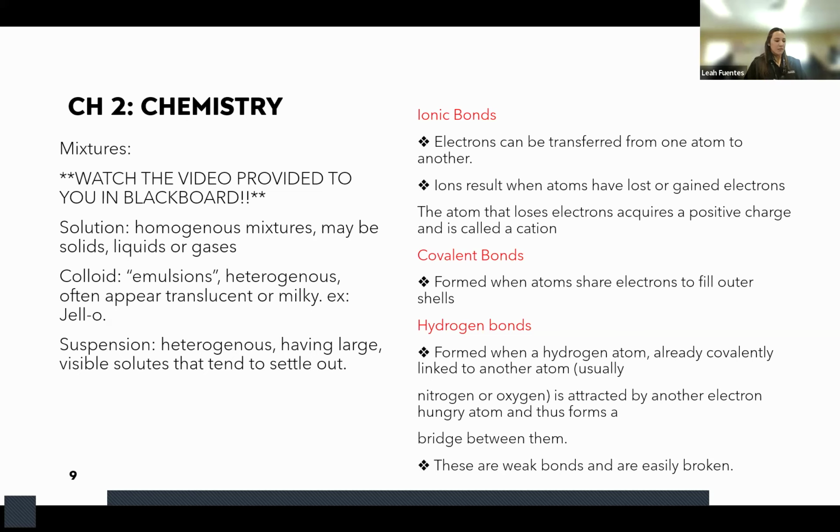So a real life example is Jello. In your human body, it is the cytosol inside of the cell. The way this can be asked is: cytosol in a cell is an example of what type of mixture? A colloid.